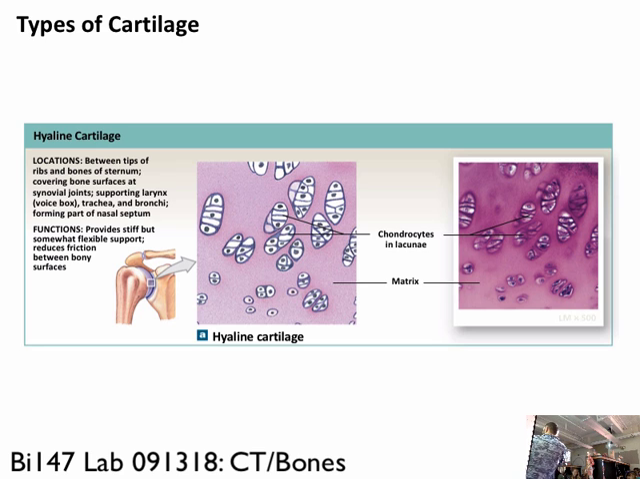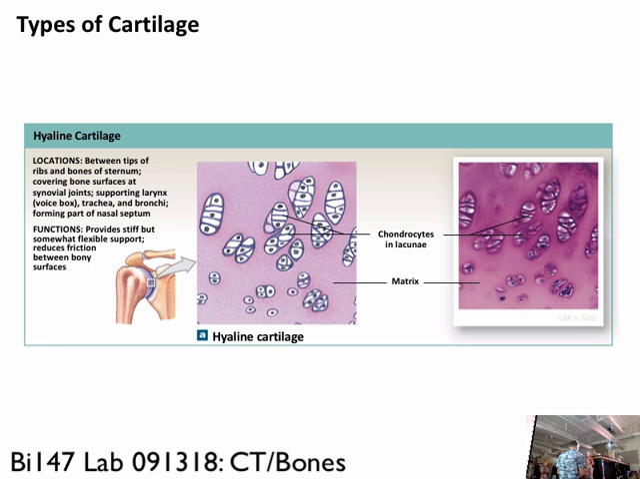So there's this matrix. The matrix itself is made by these chondrocytes. The prefix chondro, C-H-O-N-D-R-O, is the prefix that refers to cartilage. So chondritis is like an inflammation of the cartilage. Chondrocyte is a cartilage cell. It lives in these little bubbles. There are these bubbles in the matrix of the cartilage. Those bubbles are called lacunae.